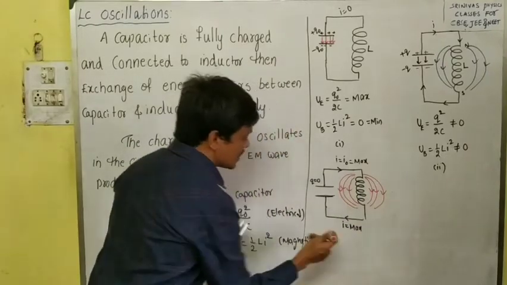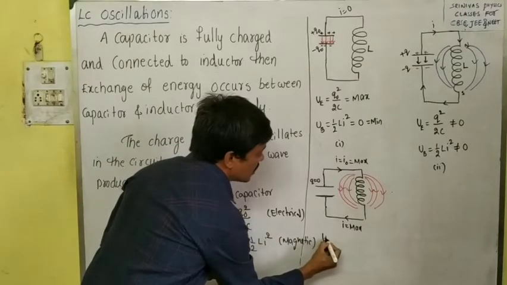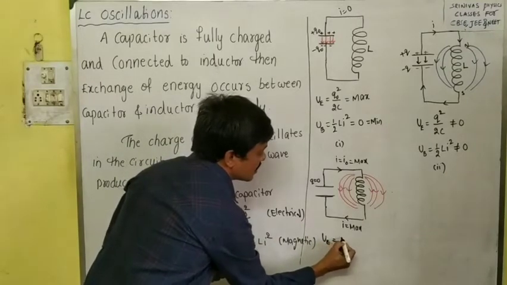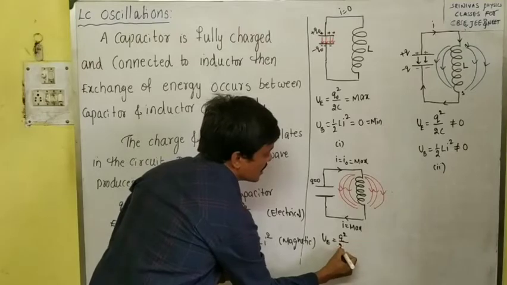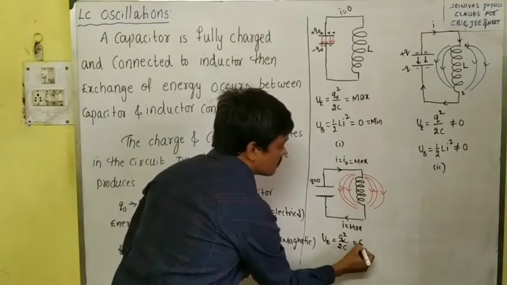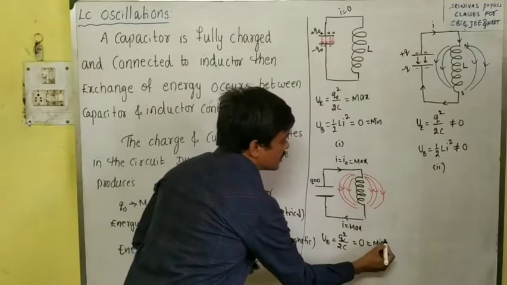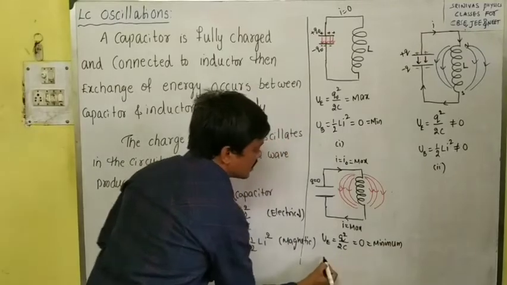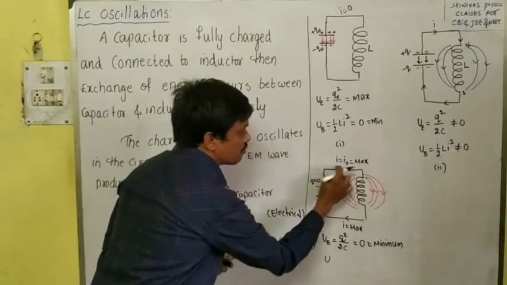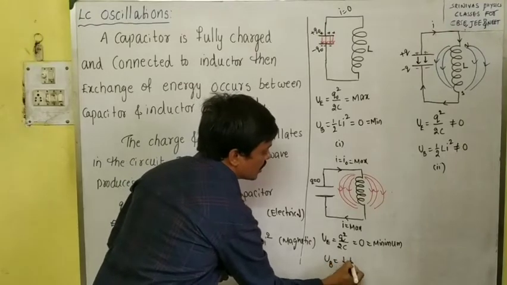In this case, let us see what about the electrical energy stored in the electric field. The formula for energy stored in the electric field is Q square by 2C, but the charge is 0 here. When the capacitor is fully discharged, the charge becomes 0. Energy stored becomes 0. It is minimum, right? But the magnetic energy stored is maximum, as maximum current is passing in the circuit. That's why the magnetic energy stored becomes maximum.